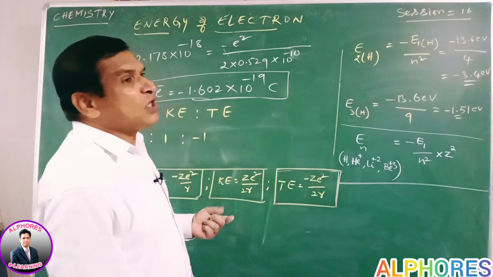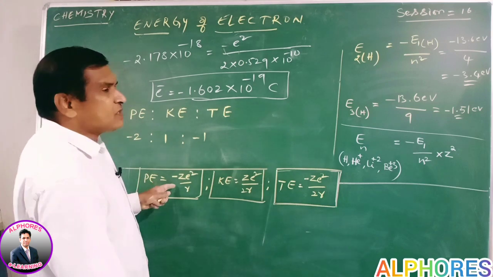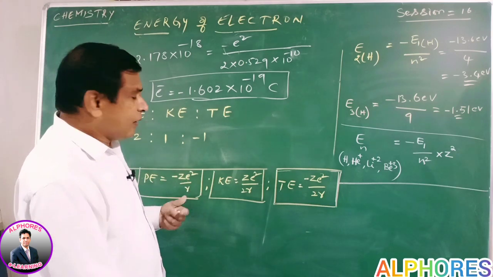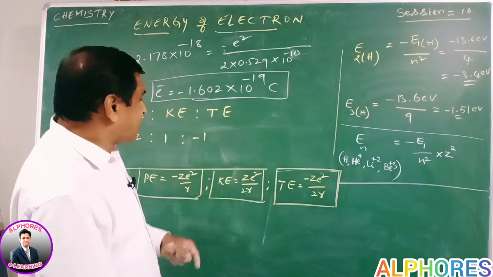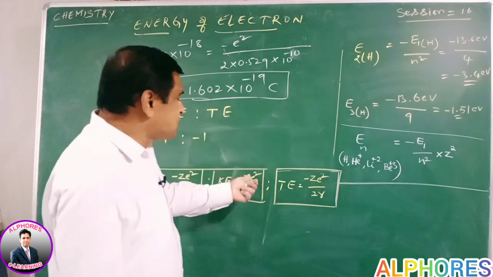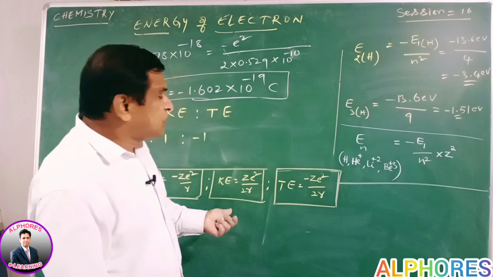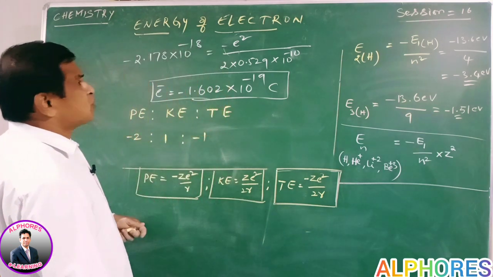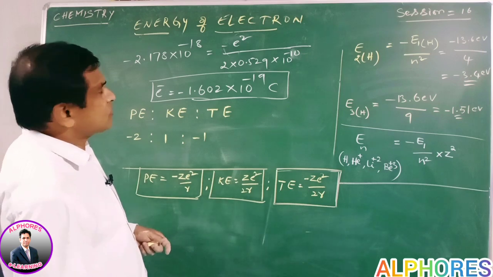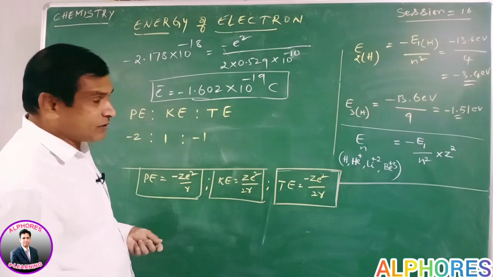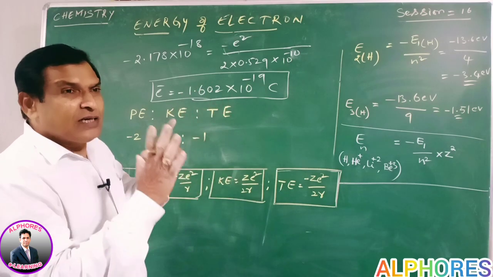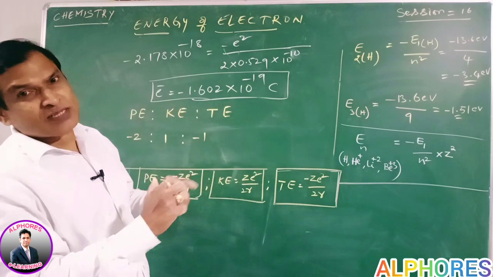The potential energy of the electron is given by minus ZE square by R, or you can say minus E square by R. Kinetic energy is E square by 2R. Total energy is minus E square by 2R. We can expect such questions in the objective examinations, and there are many numericals based on this. This is the energy calculation in the nth orbit of hydrogen and of species like hydrogen.